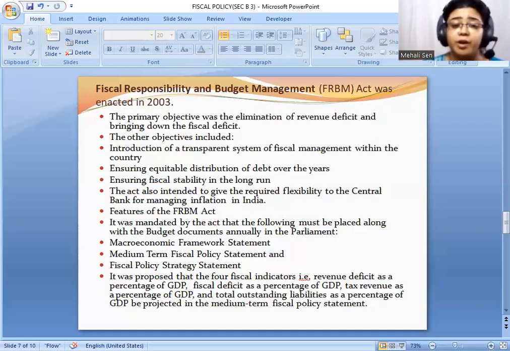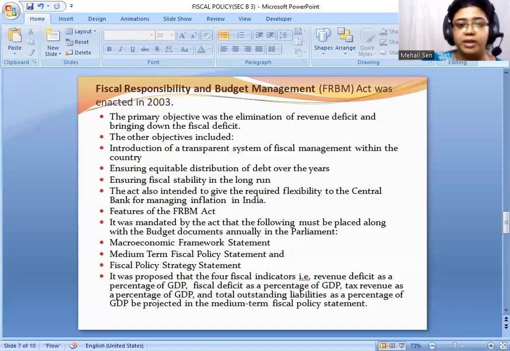It was mandated by the Act that the following must be placed along with the budget documents annually in Parliament: Macroeconomic framework statement, medium-term fiscal policy statement, and fiscal strategy statement. It was proposed that four fiscal indicators, that is revenue deficit as a percentage of GDP, fiscal deficit as a percentage of GDP, tax revenue as a percentage of GDP, and total outstanding liabilities as a percentage of GDP, be projected in the medium-term fiscal policy statement.